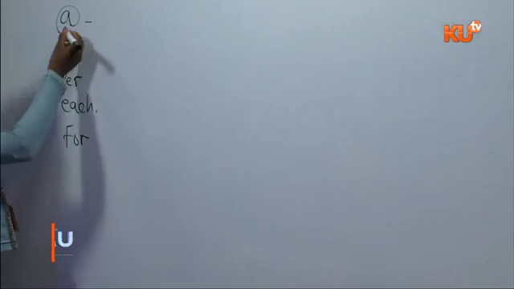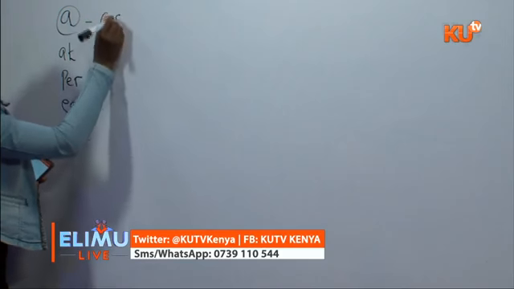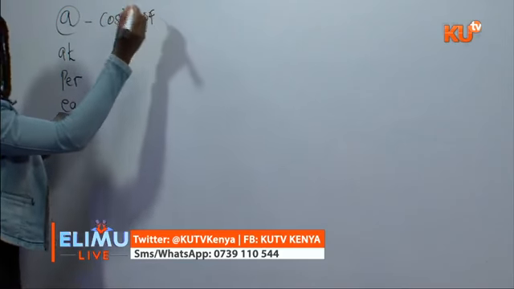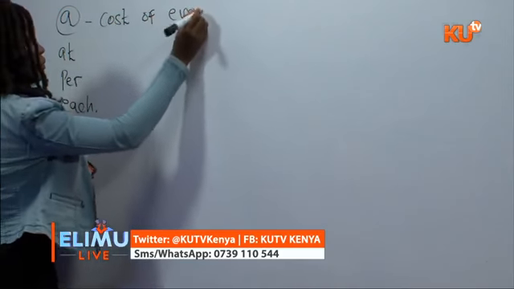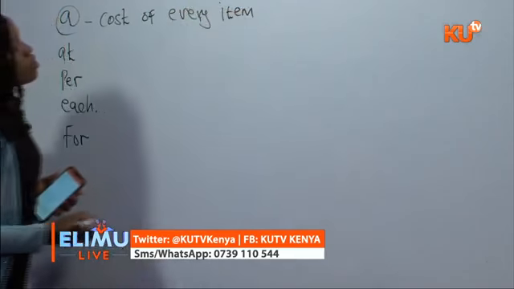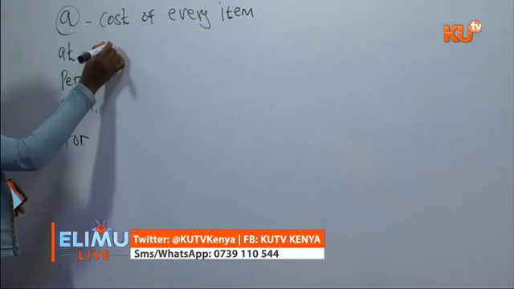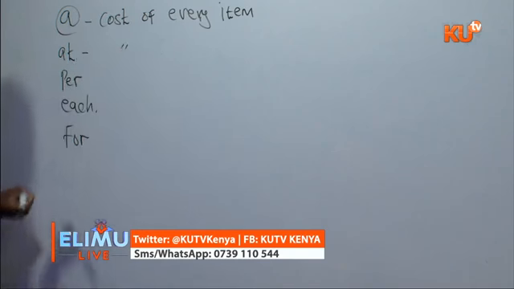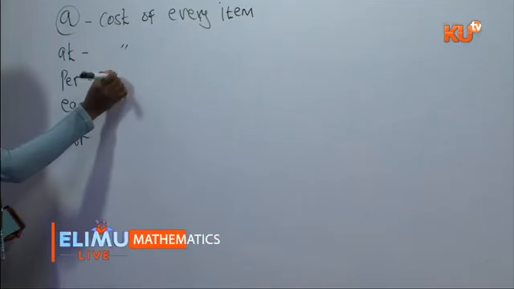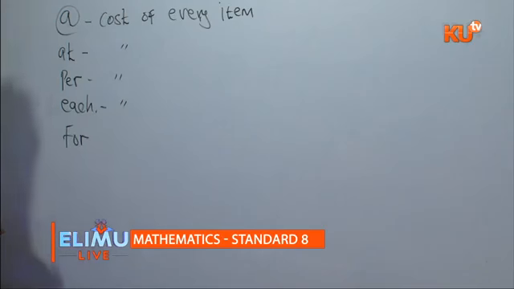This means that for you to calculate, this is the cost of every item. The cost of every item. At means also the same. It is the cost of every item. We have per to represent the cost of every item, and each to represent the cost of every item.